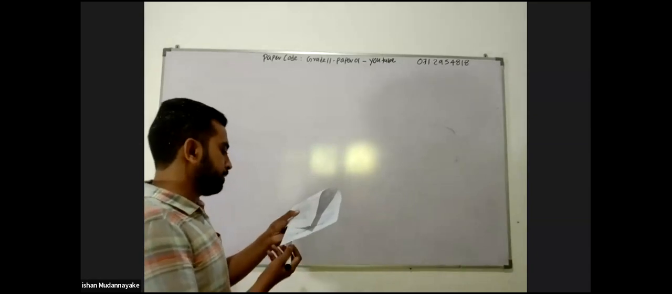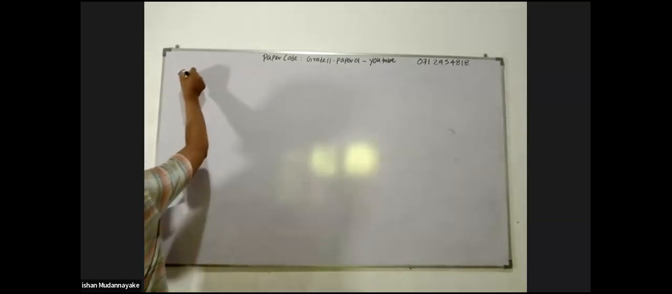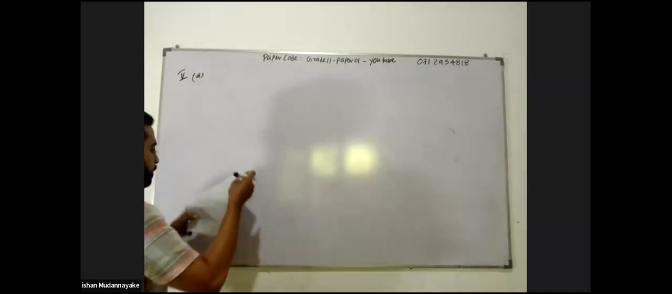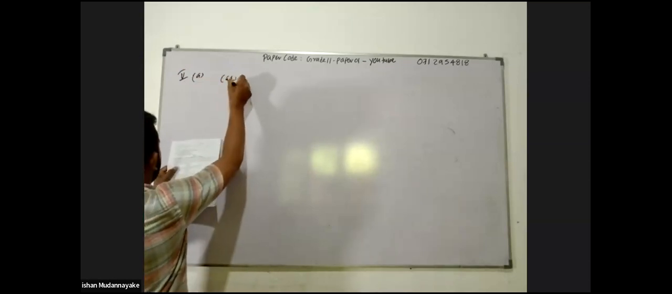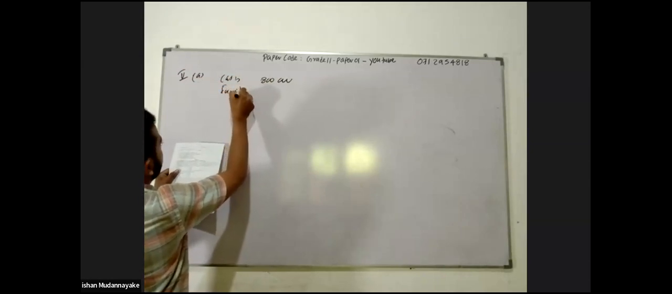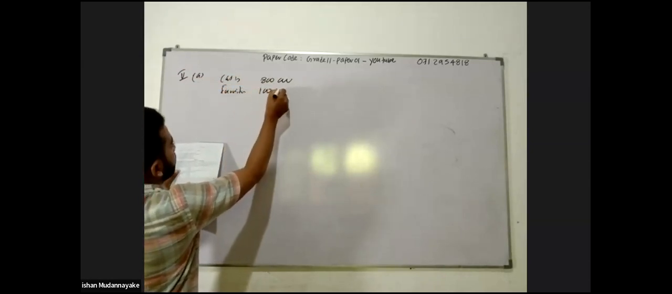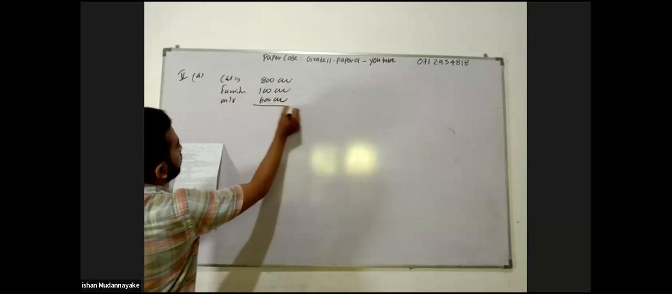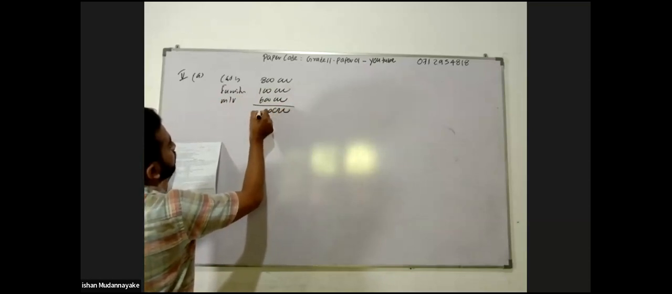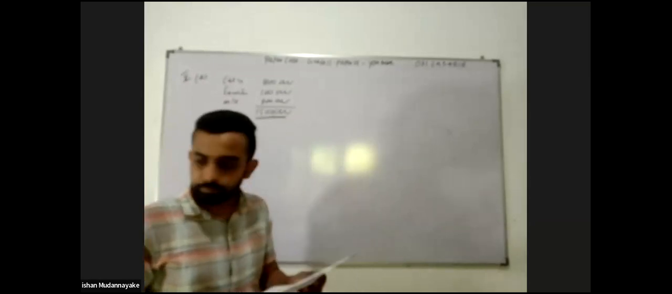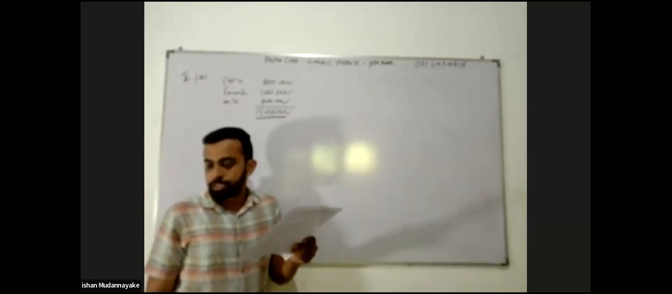Value of total assets. On 1st January: cash 800,000, furniture 100,000, motor vehicle 600,000. How much? 1,500,000. Right, 1,500,000 is the value of assets.